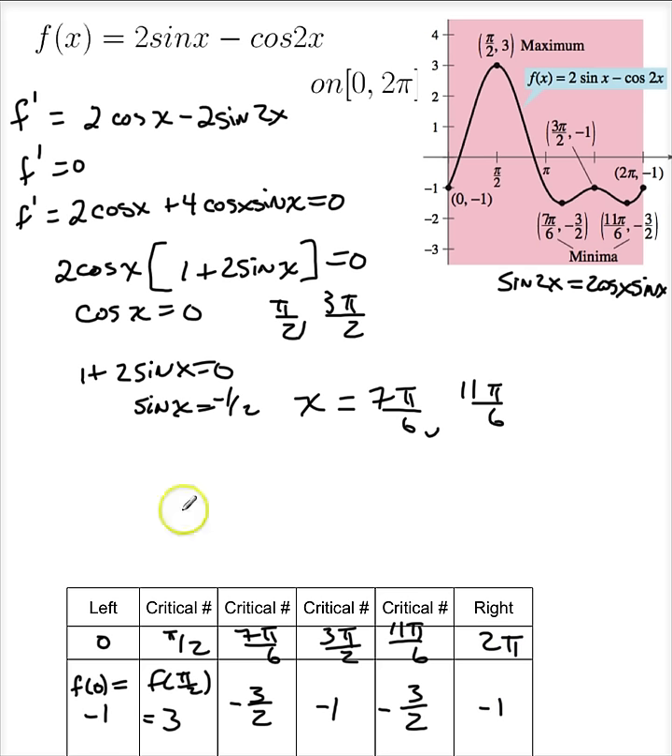So now let's select our max and mins. The largest number here is right here. So this is our max. Now this is interesting, because now let's look and find our smallest number. You're going to see we've got 2 of them. So these are both mins.